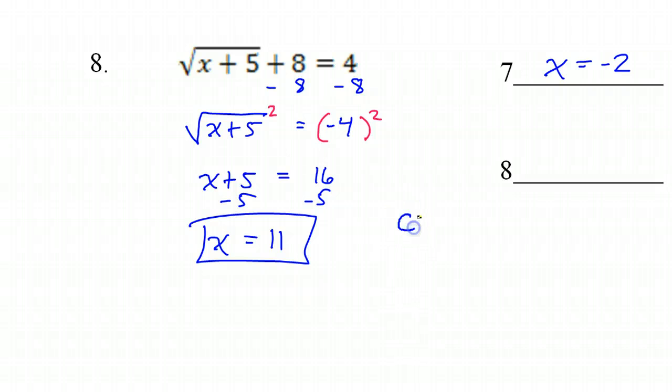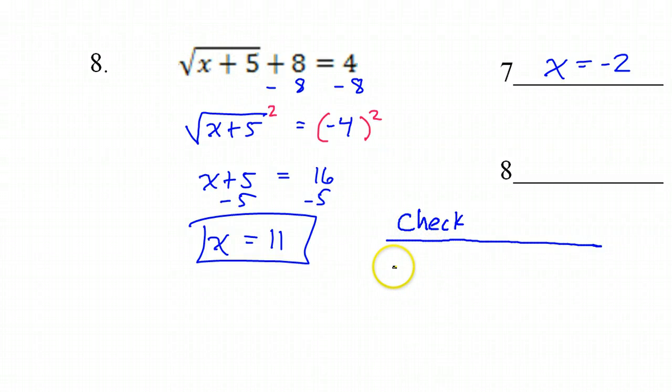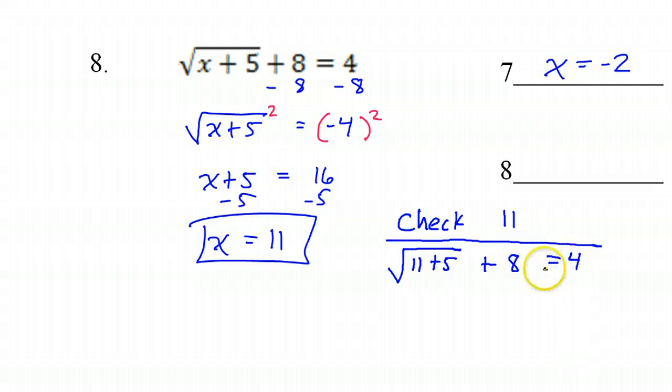So we will do this. Check. And you should always check when there's a radical in the problem. So this would become the square root of, I'm checking 11, square root of 11 plus 5 as I plug it in, and then plus 8 is supposed to equal 4. Alright, this 4 should stay here the whole time.